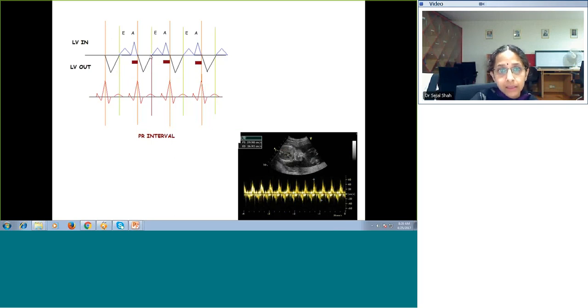The PR interval coincides with the A wave. So it's practically the onset of the A wave to the onset of the aortic outflow. That is what coincides with the PR interval. So here you can see this is PQRS and this is the PR interval. This is LV inflow outflow. So practically the onset of the A wave to the LV outflow onset is the PR interval. So if you can see here, this is the E and the A and this is the LV outflow. So this is the PR interval.